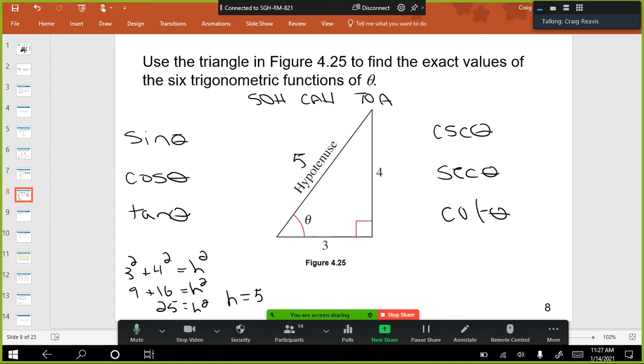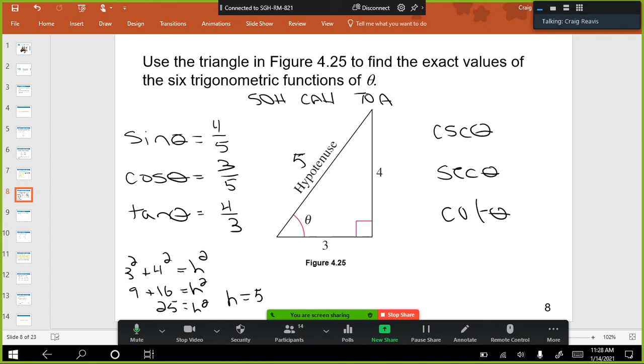Okay, so now that I have those, we can go find the sine, cosine, and tangent. The sine is the opposite over the hypotenuse, which is 4/5. The cosine of this angle would be the adjacent over the hypotenuse, 3/5. And the tangent is the opposite over the adjacent, 4/3.